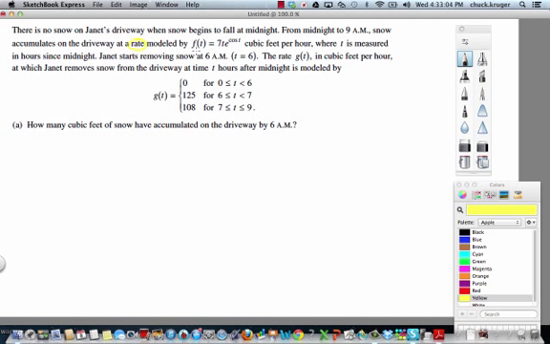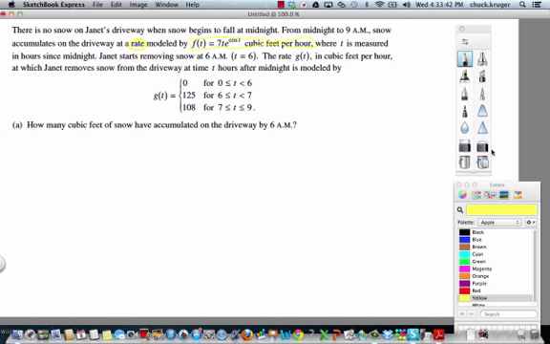All right, and my rate is this. That's important to know. So that is the rate that's falling, where t is measured in hours since midnight. It says Janet starts removing the snow at 6 a.m., or when t equals 6. So the snow falls for 6 hours without Janet removing the snow, and it continues until 9 a.m. So there's 3 hours, from 6 to 9, where she's removing the snow.